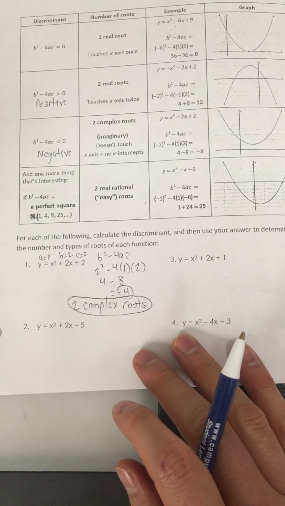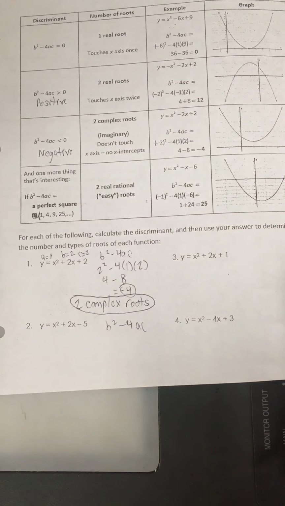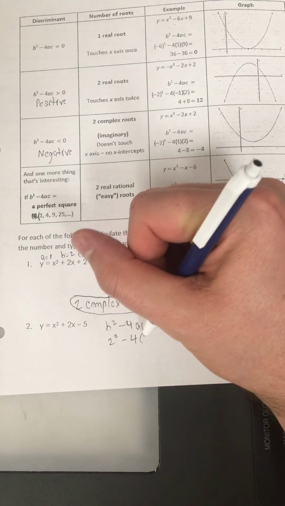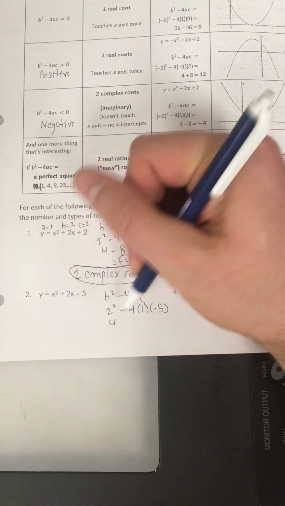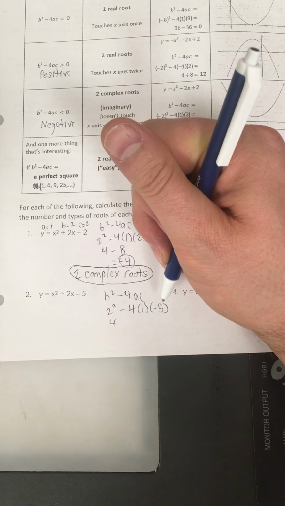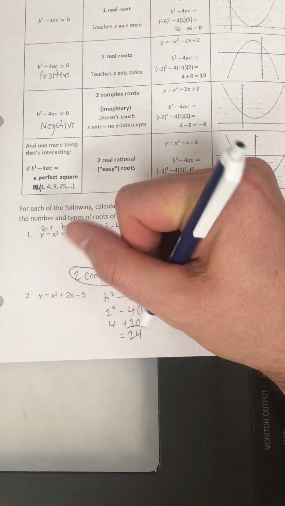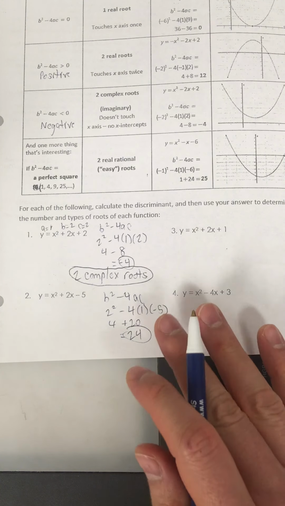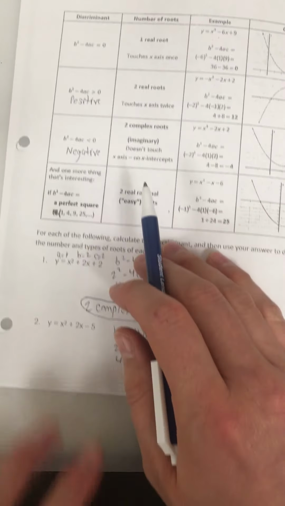So problem number 2, if I do b squared minus 4ac, again, a is 1, so I'd have 2 squared minus 4 times 1 times negative 5. So that's going to be 4, and then 4 times 1 times 5, that's 20. Is this going to be negative 20 or positive 20? It's going to be plus 20. So I'm getting 24. That's my discriminant. So I'm getting a positive 24. What does that mean for my roots? It's a positive number. I'm going to have 2 real roots.